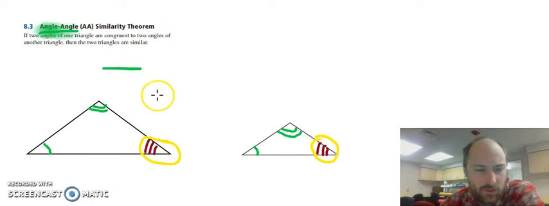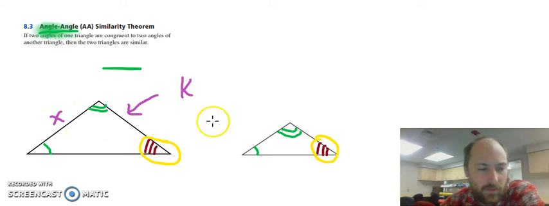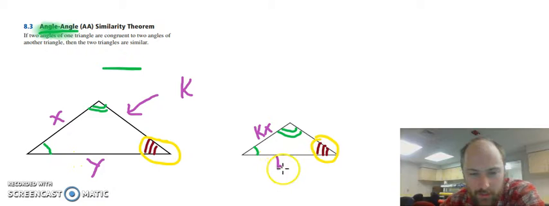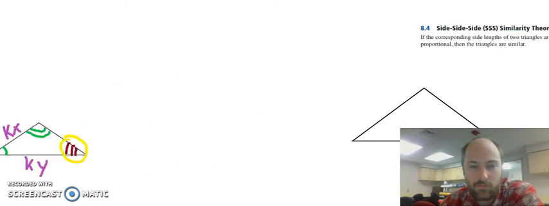So this big triangle, multiplied by some factor k, will give us the lengths of all of these sides. So if this side was side x, this side would be k times x. And so on. If this was y, this side would be k times y. So all we need to prove that two triangles are similar is two congruent angles. Two congruent angles. All right, let's move on to the next theorem.